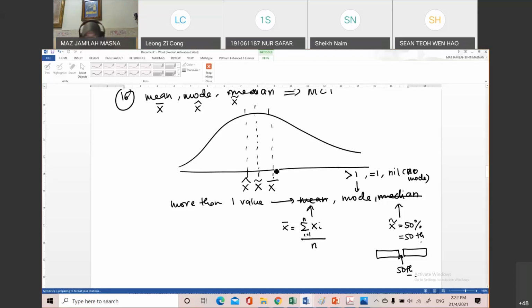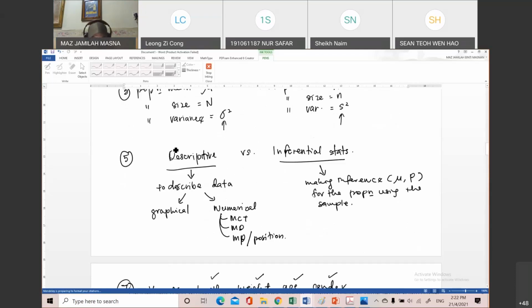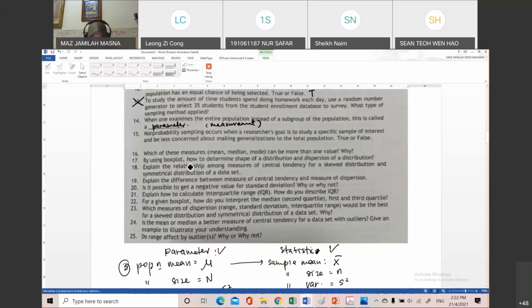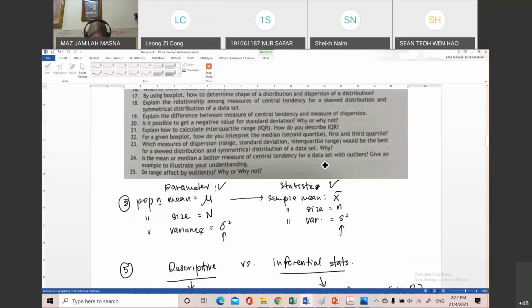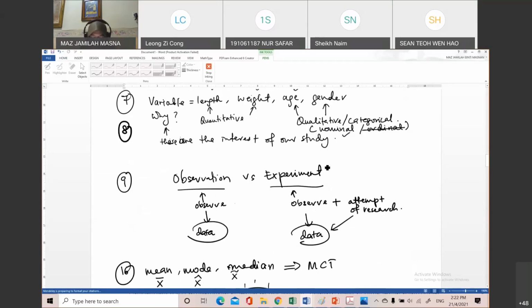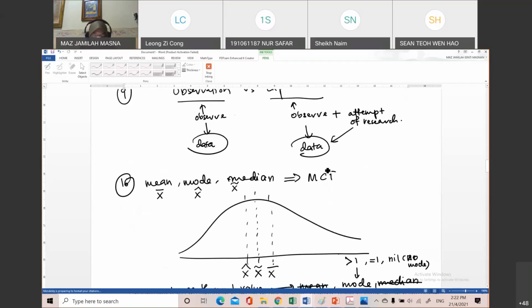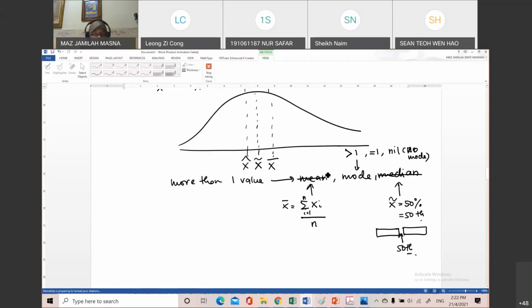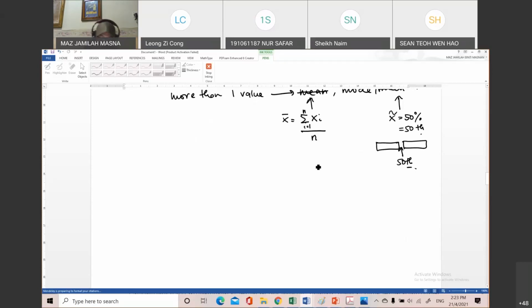Okay, question number 17. By using box plot, how to determine shape of a distribution and dispersion of a distribution. Now, I hope you have understood when you watched the videos with regard to the box plot. That will include the 5 number summary. The 5 number summary is actually equivalent to the box plot.